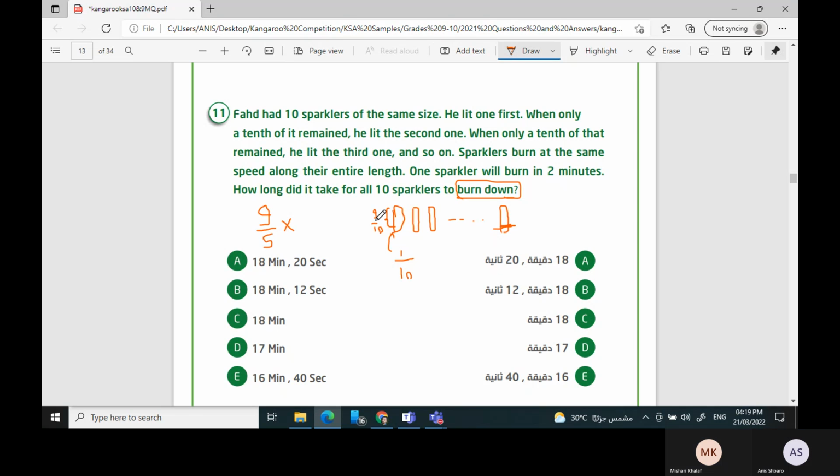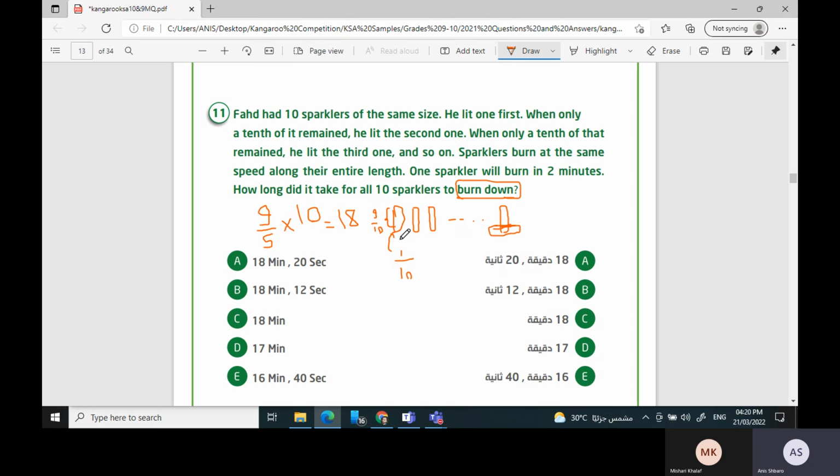Okay, so if I multiply by 10, we can simplify here before, so 10 over 5 is 2, 2 times 9 is 18 minutes. So you will directly circle choice C, right? Yeah, but it's going to be a little more. Yes, it must be more because we are left with this part. We have 1 over 10 of it. We need also this part to burn down.